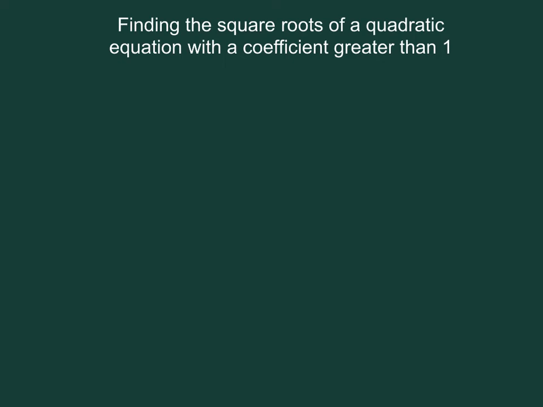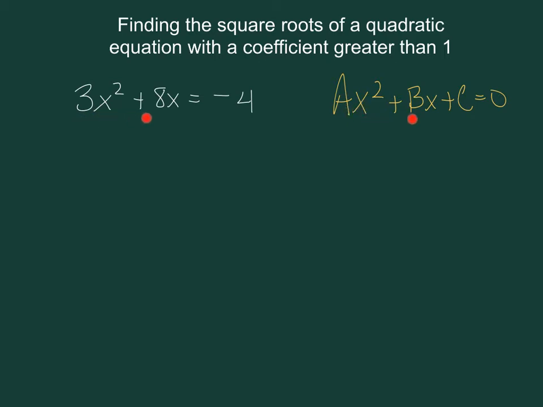Okay, so let's start with the equation 3x squared plus 8x equals negative 4. Alright, first step is we want this to look like standard form, so ax squared plus bx plus c equals 0. The issue is, what I'm noticing is that I've got the ax squared and the bx, but it looks like this plus c is sitting on the wrong side of the equal sign. So we're going to add 4 to both sides.